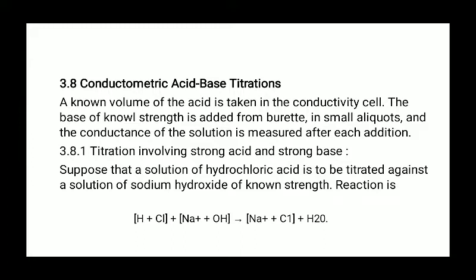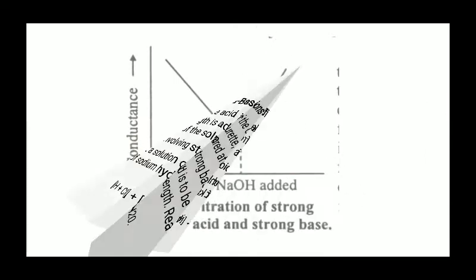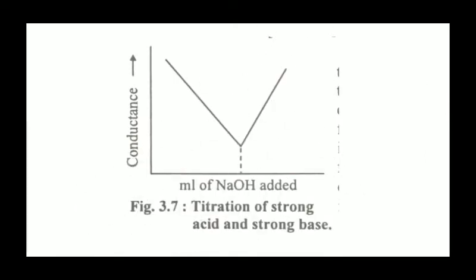Consider the titration involving a strong acid and a strong base. Suppose that a solution of hydrochloric acid is to be titrated against a solution of sodium hydroxide of known strength. The reaction is HCl plus NaOH gives NaCl plus water. This is the titration curve between a strong acid and a strong base.